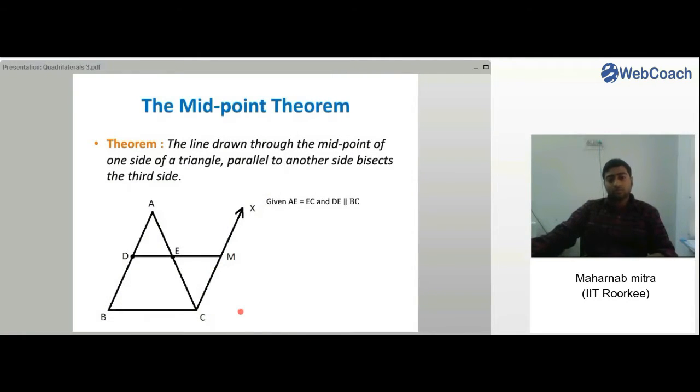And we again do the same construction to make the question easy. So we are given AE equal to EC as I told you, and DE parallel to BC, right? DE is parallel to BC, and therefore we can say DM is also parallel to BC, because DE is only a part of DM. If one part is parallel, the whole thing must be parallel, because it is the same straight line. So we have to show that AD equals DB, or we have to show D is the midpoint of AB.